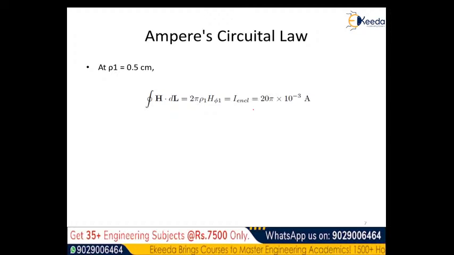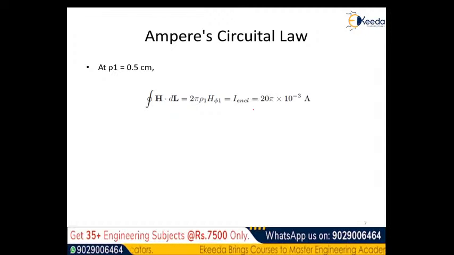So for 0.5 here, as it is only enclosing the filamentary conductor that is carrying the current of 20 pi milliamperes, there is no current component from the cylindrical shape current sheets here. Here only the filamentary conductor is enclosed. That is why we put 20 pi milli, substituted by 10 raised to the power minus 3, and express it in terms of amperes here.